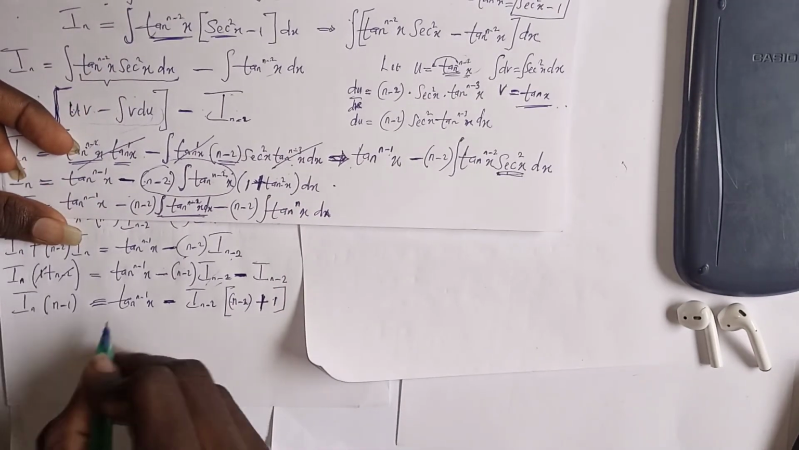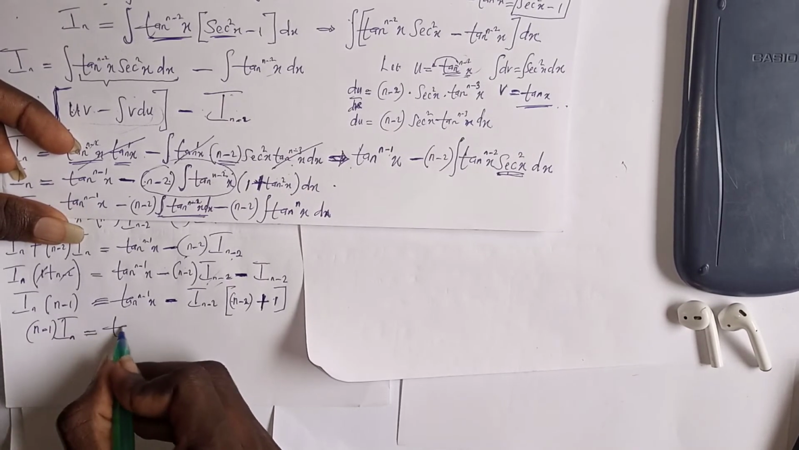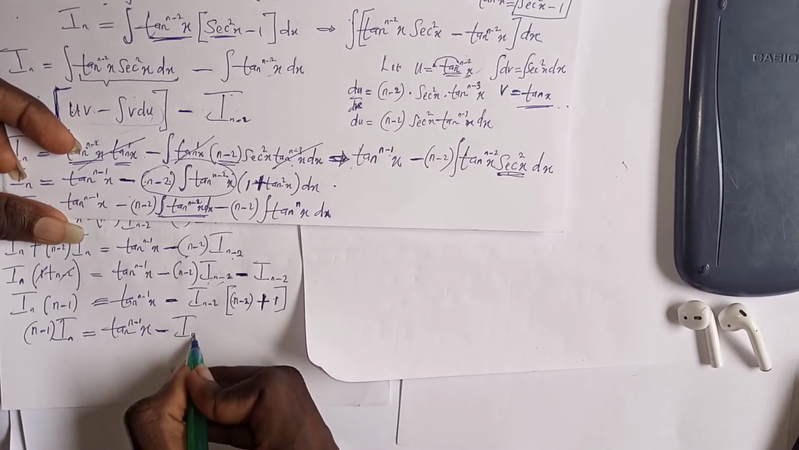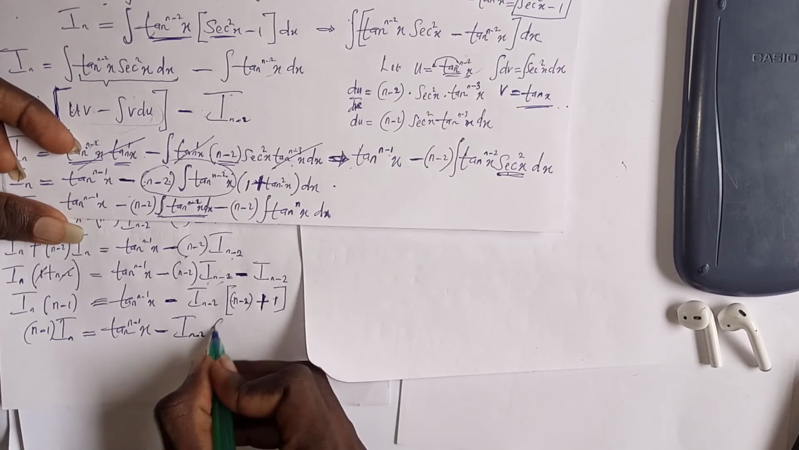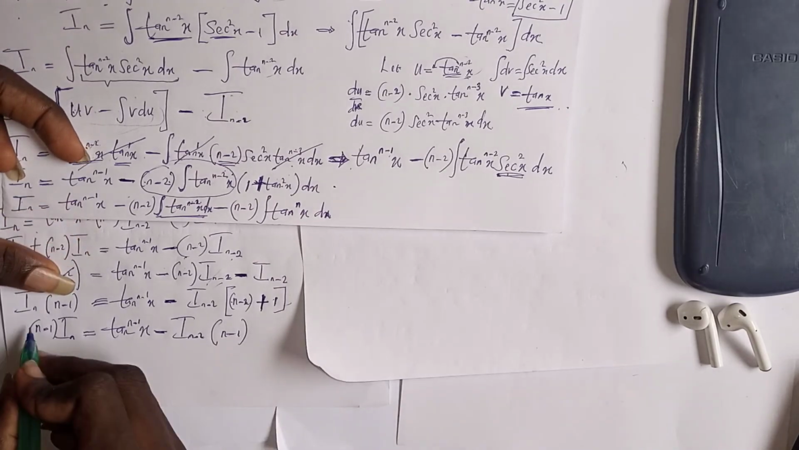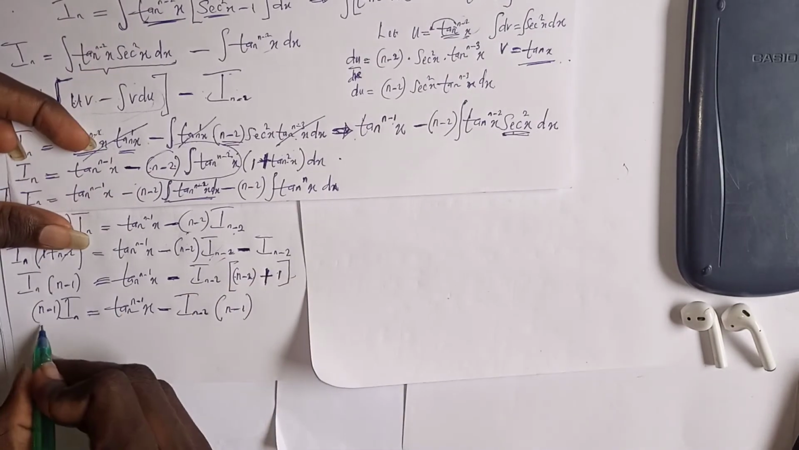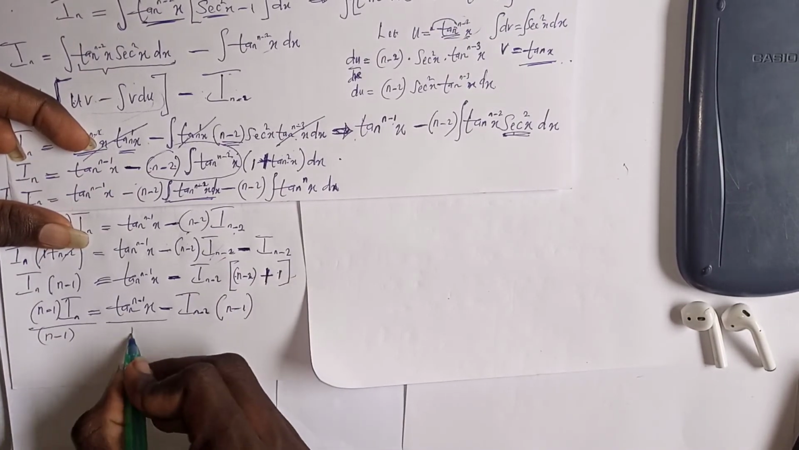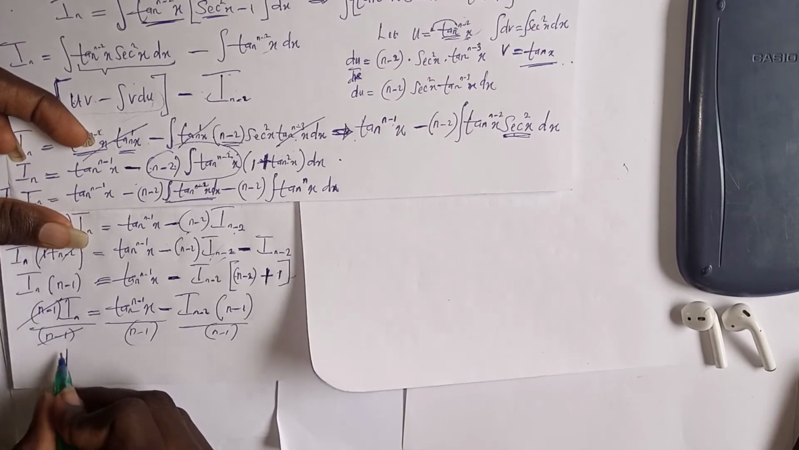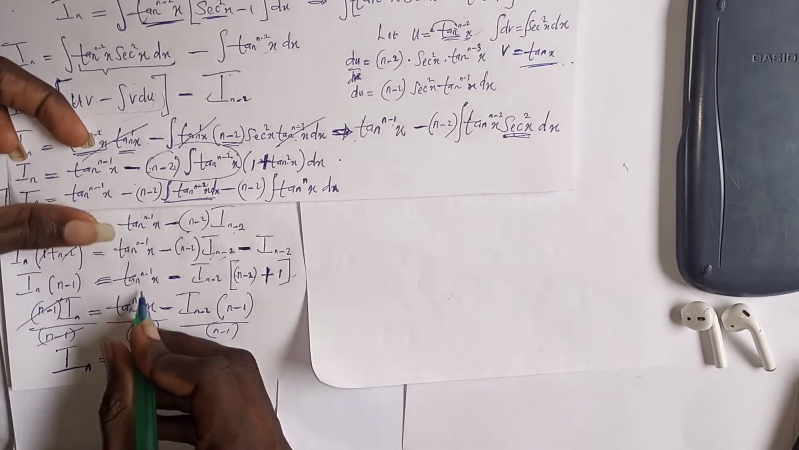So here in this case, I have (n-1) I_n equals tan^(n-1)(x) minus I_(n-2), right? So when you sum this up together, you have n minus 1. Yes. So divide through by n minus 1. So when you divide through by n minus 1, this cancels this. So whatever I have left here now is I_n. Trivially, I_n is equal to whatever you have here.